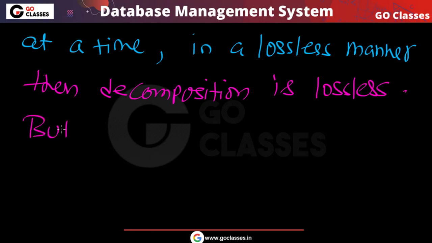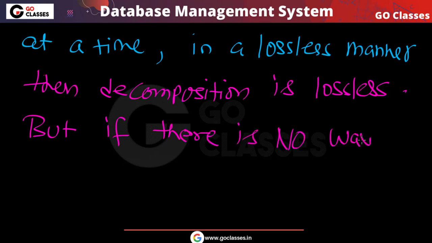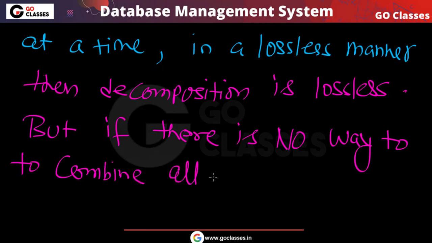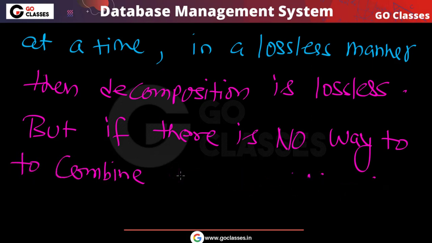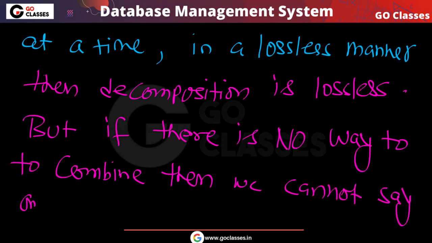But if there is no way to combine all sub relations in a lossless manner, if there is no such way to combine, then remember we cannot say anything, because the answer can be lossless or the answer can be lossy. So in this situation we cannot say anything.